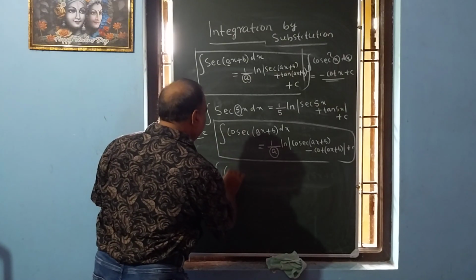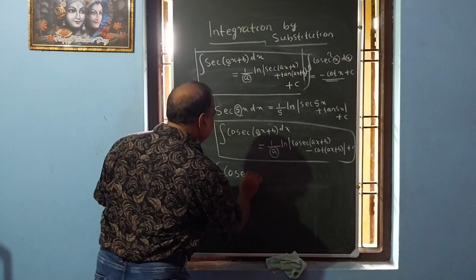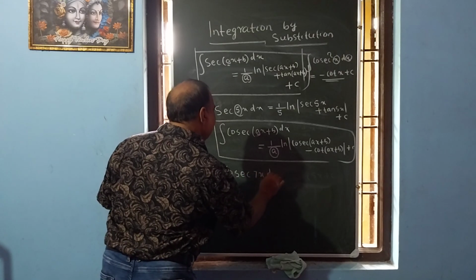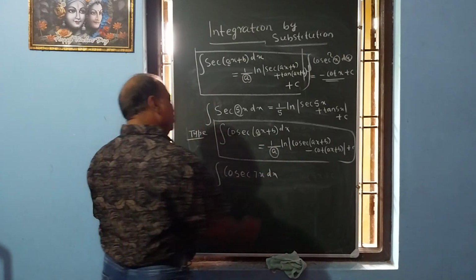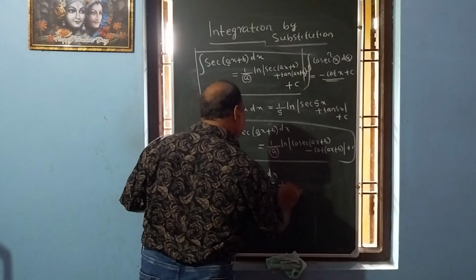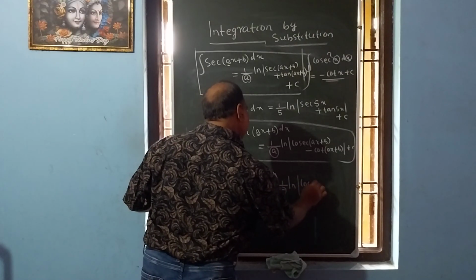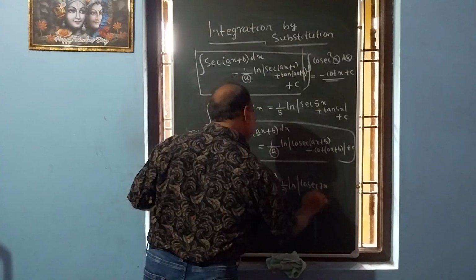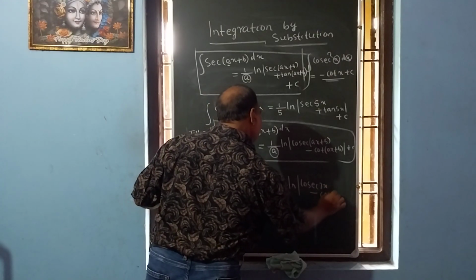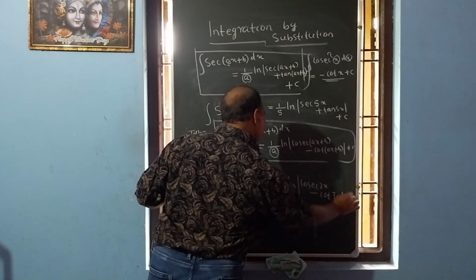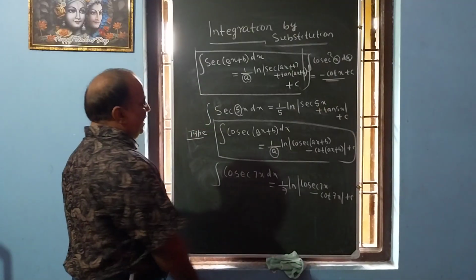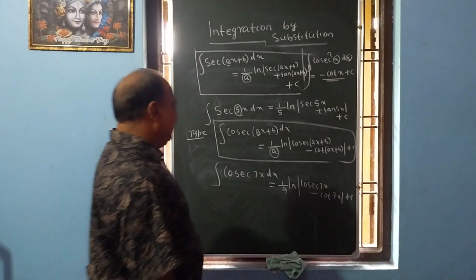Using this formula we have to work out some problems. Integration of cosec 7x dx. The result is equal to 1 by 7 ln of (cosec 7x minus cot 7x) plus c.